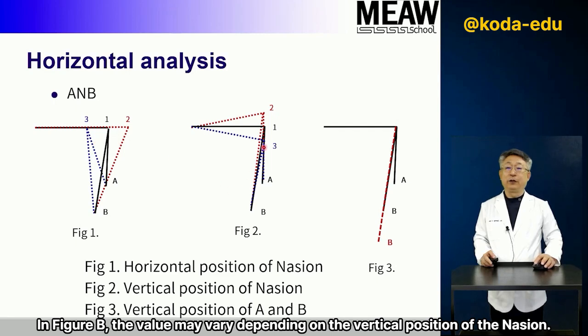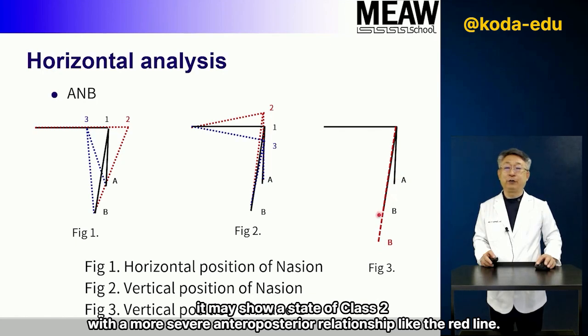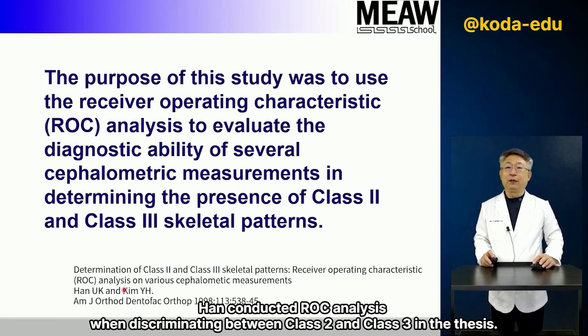In Figure 2, the value may vary depending on the vertical position of the nasion. Figure 2 shows that if the B point is different in the vertical position, even if it has the same A and B value, it may show a state of class 2 with a more severe anteroposterior relationship like the red line. ROC analysis was conducted when discriminating between class 2 and class 3 in the thesis.